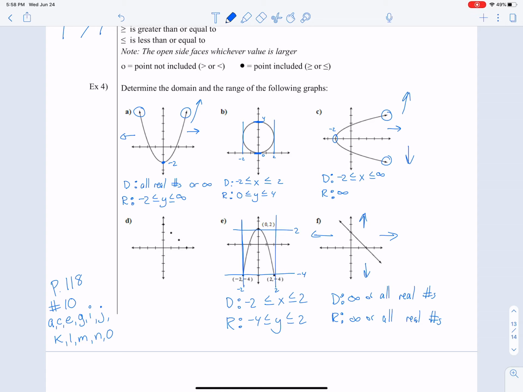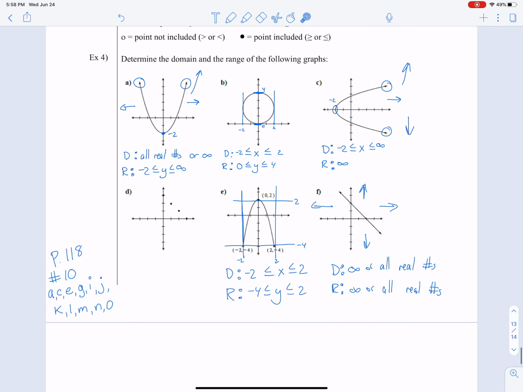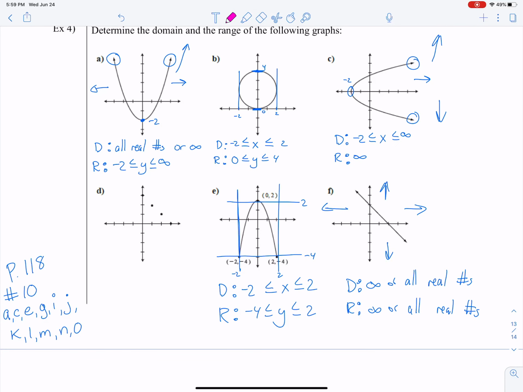Okay. The last one we have to look at is D. D, they're giving us unconnected points. Okay. These are unconnected points. They're not continuous. So that means we have to use this method up here. If we ever have points that aren't connected, then you use the other method. So we have to write out what these points are.